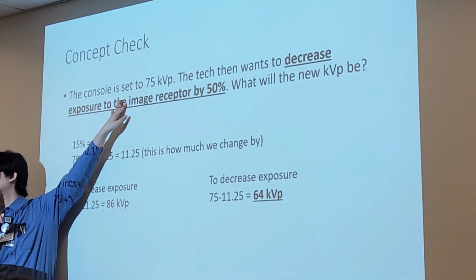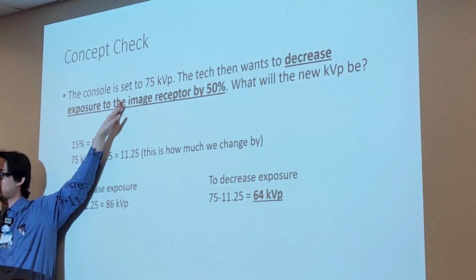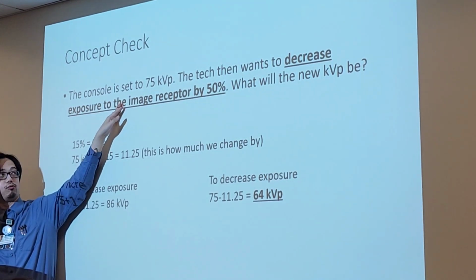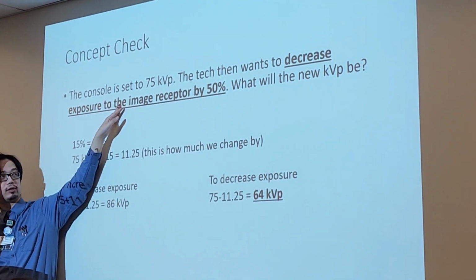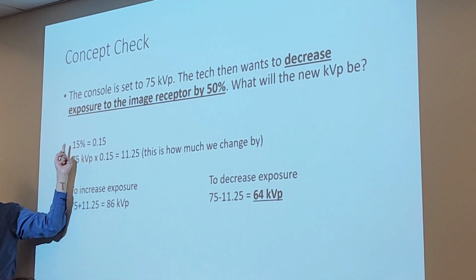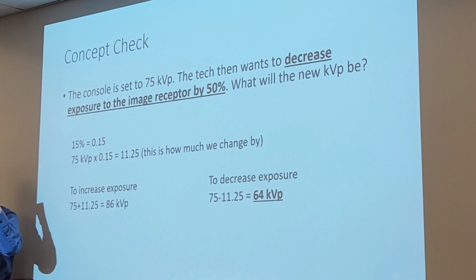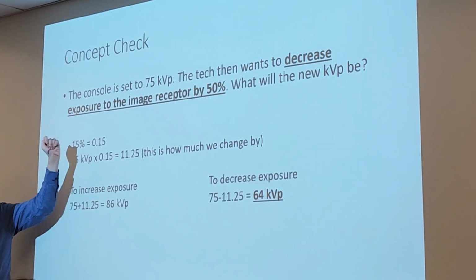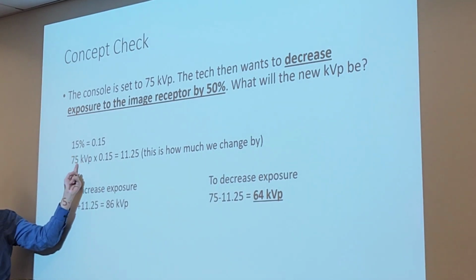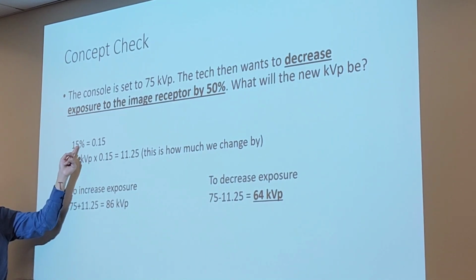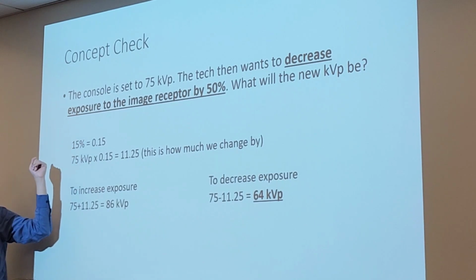First, just look at this. How much am I changing? I'm changing by 50%, just the one time. Right, half, just the one time. So I'm only going to need to use the 15% one time. Drop it down 15% the one time. And then you just multiply it by the KVP? Mm-hmm. So to find 15%, I need to multiply it by the KVP. So the 15% will always be multiplied by this KVP. This 15% will never be multiplied by whatever your exposure is.